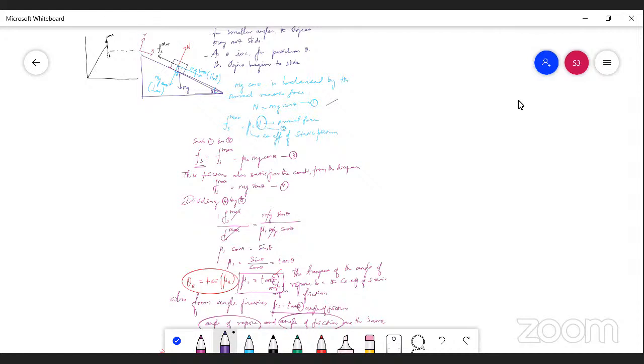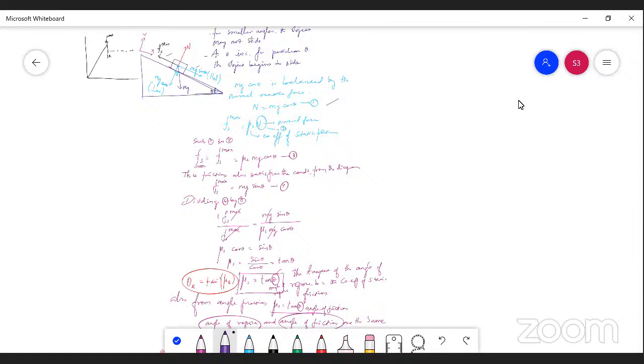And then from the relation connecting static friction, maximum value of static friction and coefficient of static friction, I can write Fs maximum is equal to mu s N, where N is the normal force. So Fs is equal to Fs maximum, and this is equal to mu s mg cos theta. This friction also satisfies the condition from the diagram. Fs maximum is equal to mg sin theta. Two are equal. Then dividing equation 4 by 3, you will get mu s equals sin theta by cos theta, which is equal to tan theta.